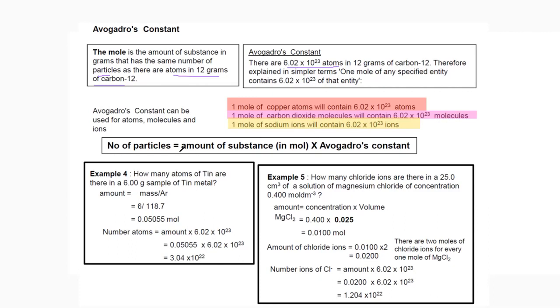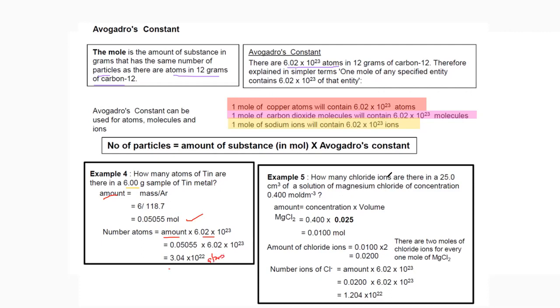So in the first example, how many tin atoms are there in 6 gram of sample? How do we work it out? First we work out the moles, or amount. Mass in gram is 6 divided by relative atomic mass, because tin is an atom. For metals we use the relative atomic mass. So we get the number of moles, and the number of moles multiplied by Avogadro's number gives 3.04 into 10 to the power 22, and this time it will be atoms.